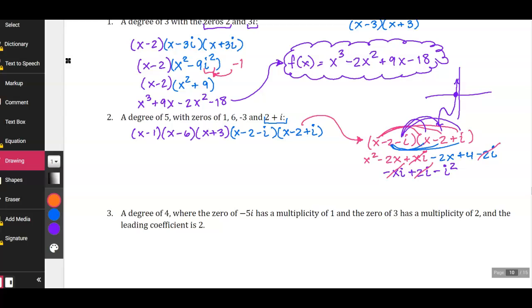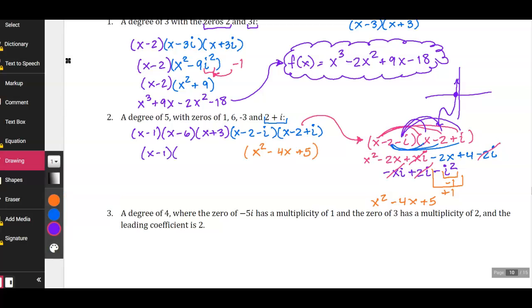Right. Yes. This i squared becomes a negative 1, meaning in total, what does this end term represent? Okay. Yeah, a positive 1. So in total, we have x squared, the negative 2x and the negative 2x become a negative 4x, and then we have plus 4 plus 1, which becomes plus 5. So this whole thing was created from the quadratic x squared minus 4x plus 5.